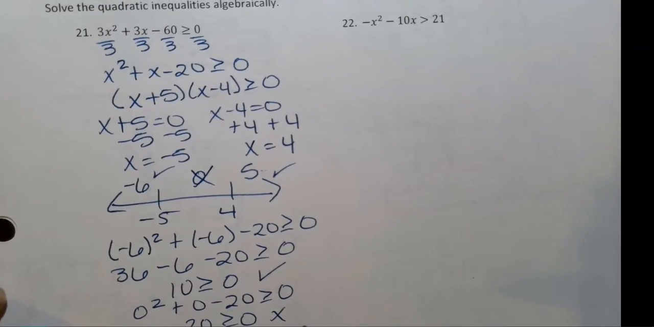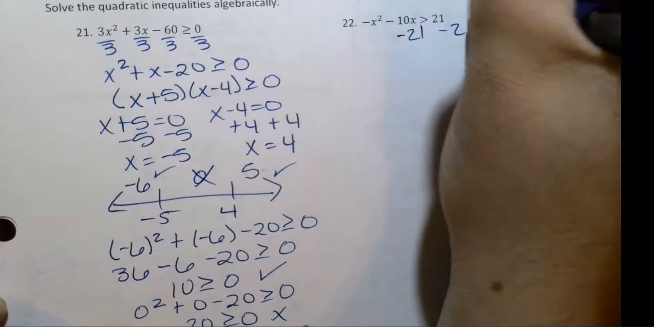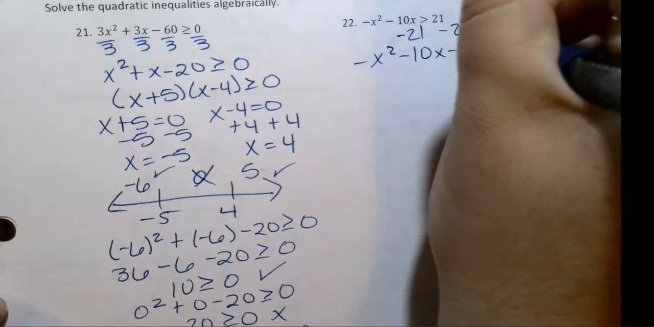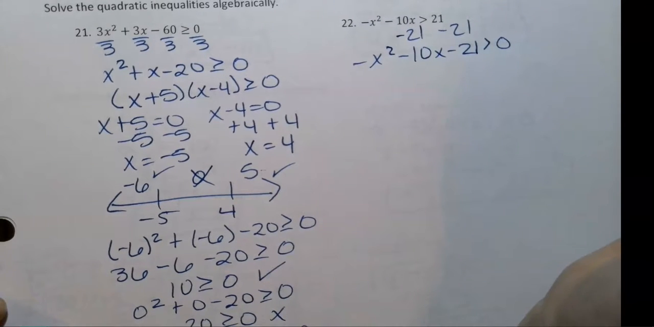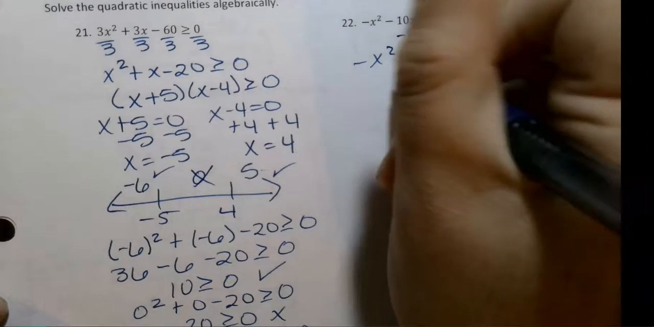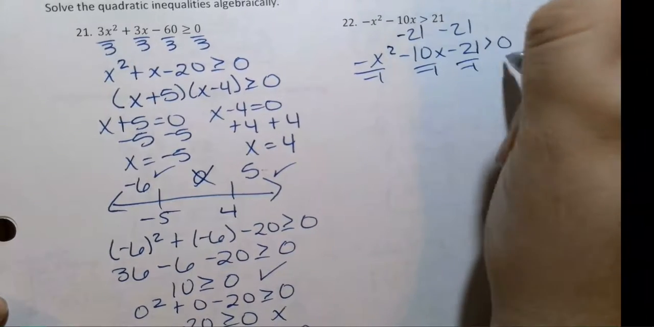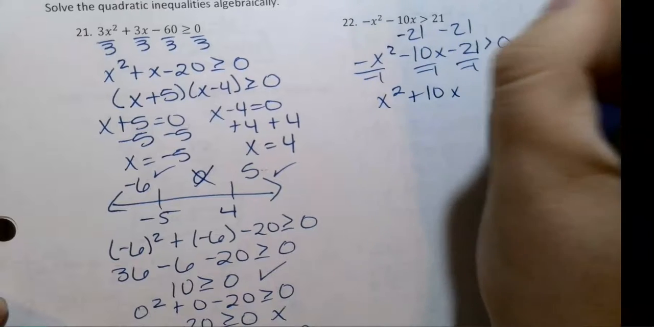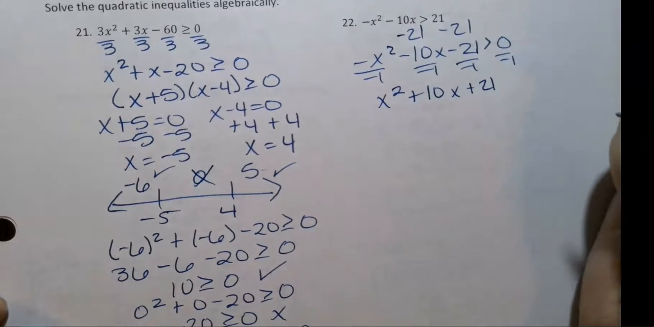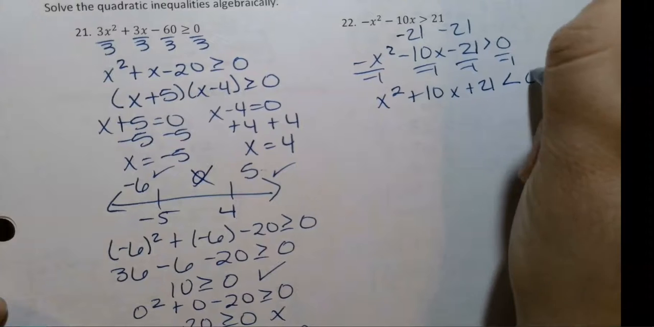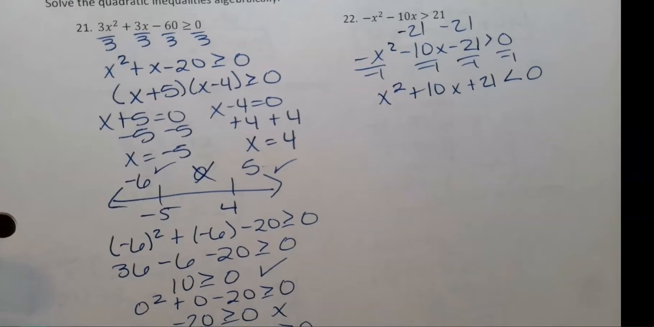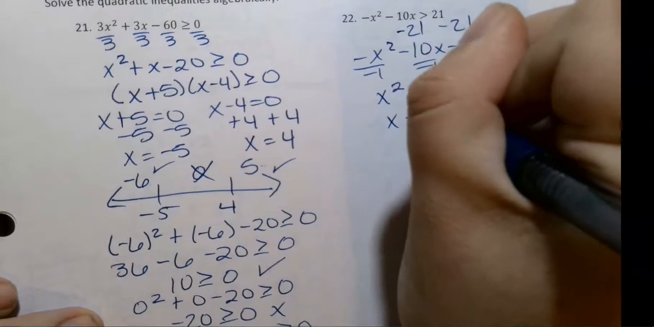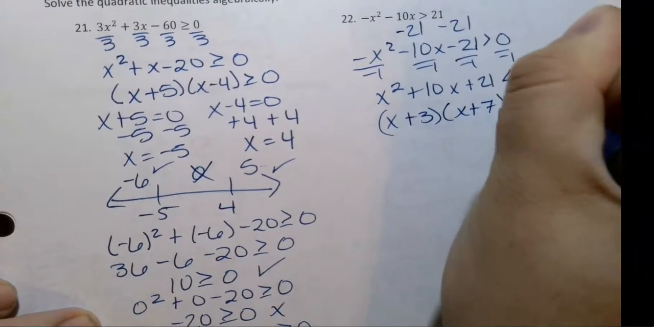Same thing on number 22. I want to start by getting that 21 over to the same side, because you want all of your variables and all of your numbers on the same side. All of these numbers are negative, so I'm going to divide everything by -1. It's going to turn that into a positive x squared, a positive 10x, and a positive 21. When I divide by negative numbers, the inequality sign flips. So then I have just less than 0. Now I'm looking for what multiplies to 21 and adds to 10. This is going to be 3 and 7.